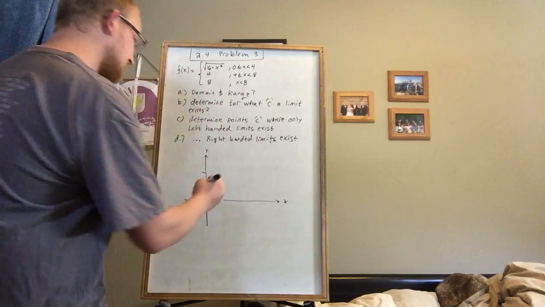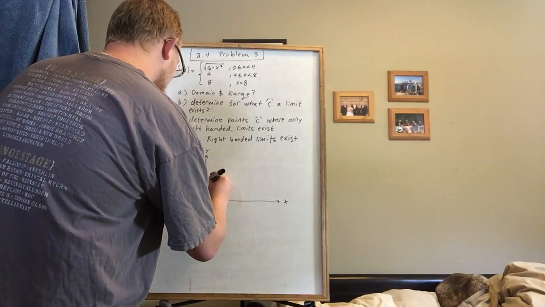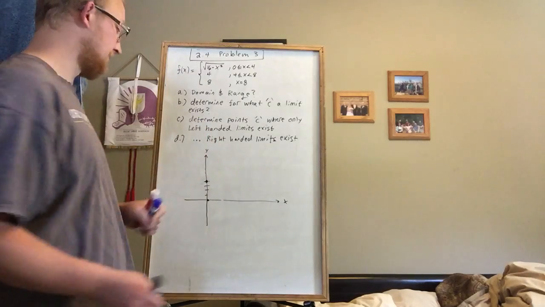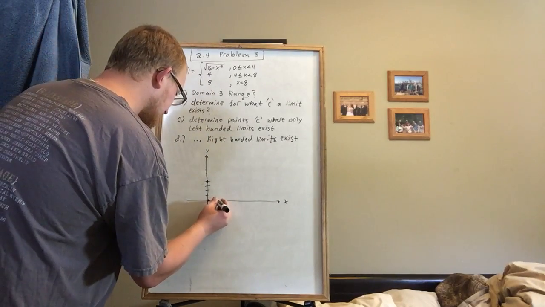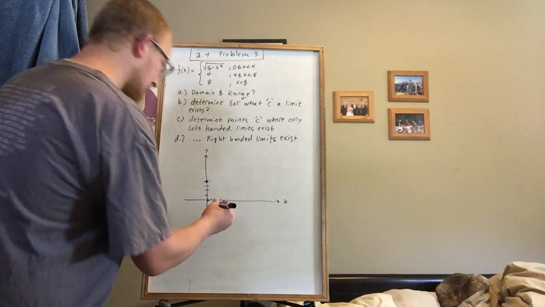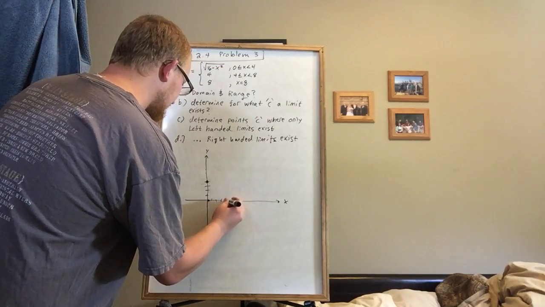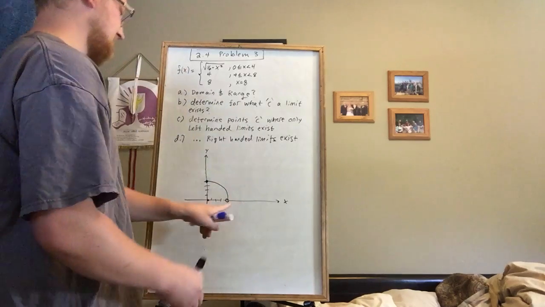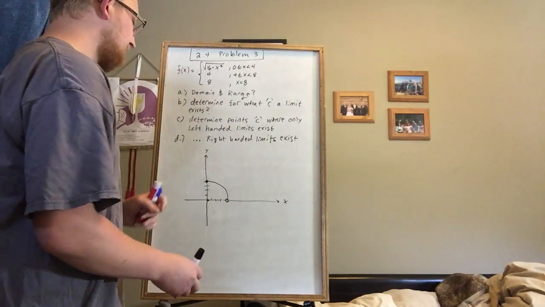And it includes 0. So we fill in a dot to indicate that 0 is included in this function. Then we're going to have a circle that goes over to 4, but it does not include 4. So we leave an open circle to show that the set does not include 4.